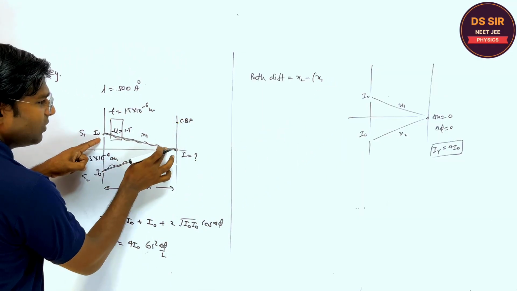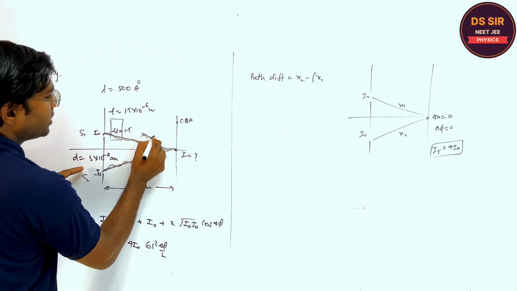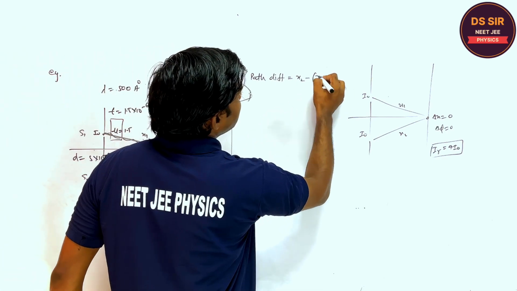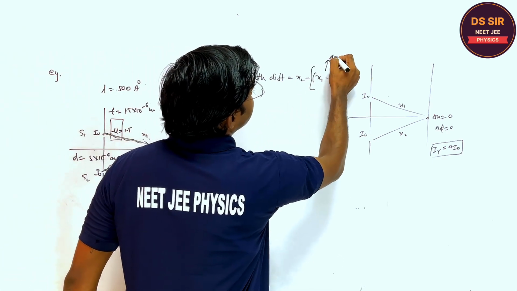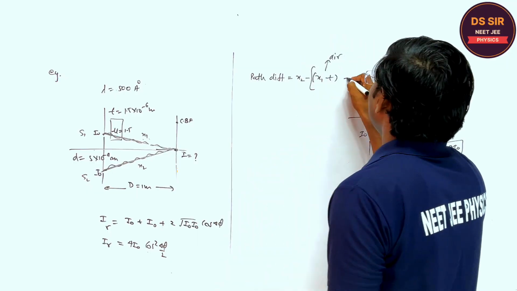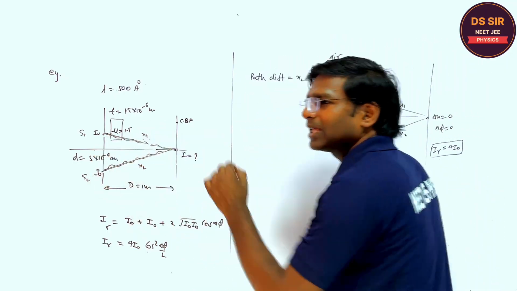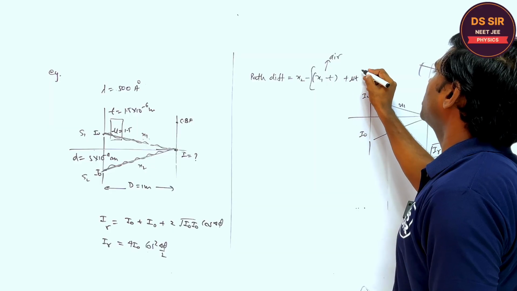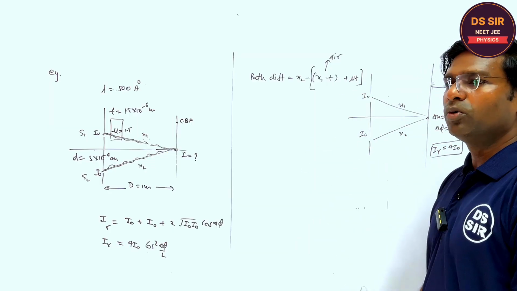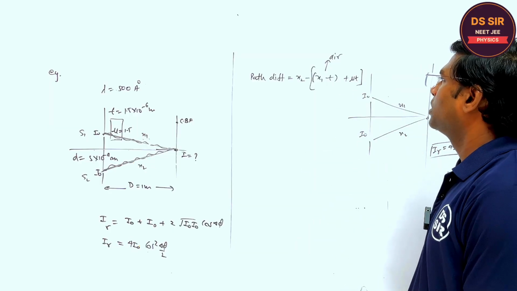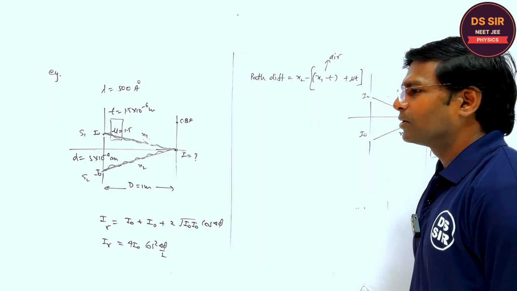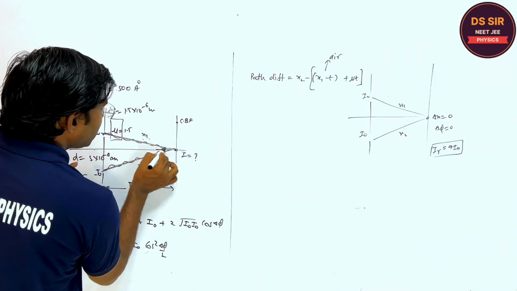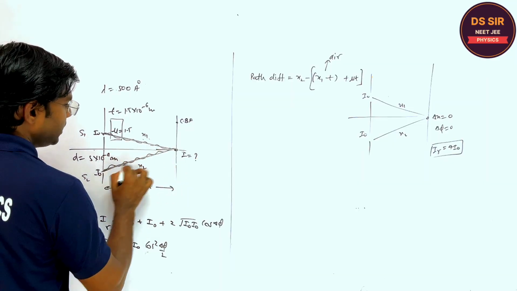Listen, this distance is x1 minus t in the air. And what is the path traveled in the glass slab? If the thickness is t, then mu t is the path. Do you understand this or not? Is it clear? So this is the more path, this is the less path.